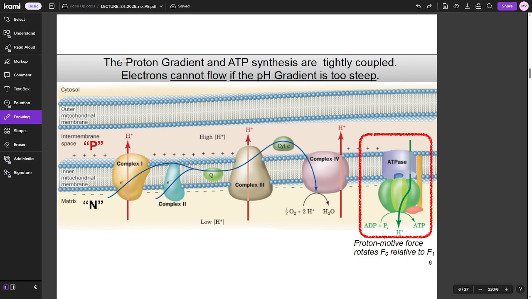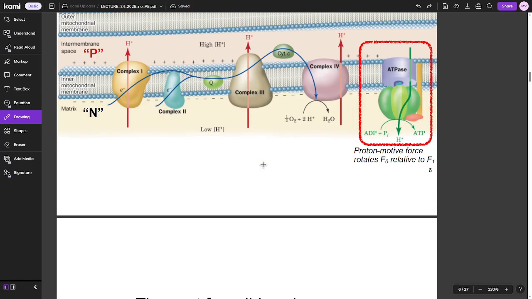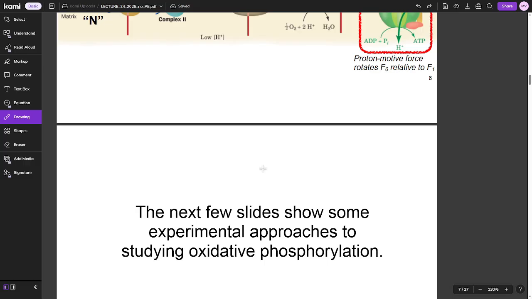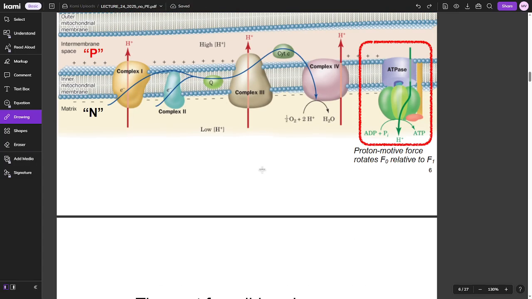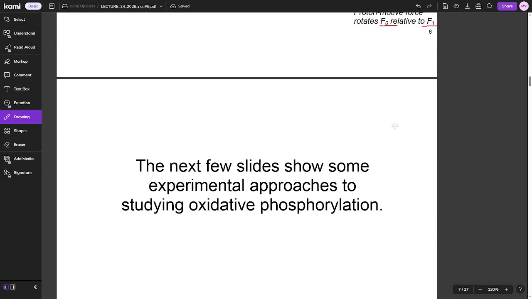So the idea here is that electrons are just not going to flow if that pH gradient is not there, because they're going to try to drop the energy off here to pull a proton up, but there are going to be no protons, so it's going to get stuck, right? And we'll talk about this F0, F1 in a second. These are the different subunits of ATP synthase.